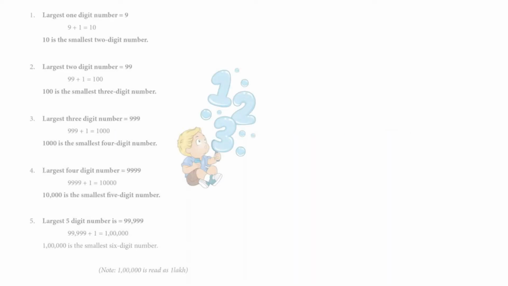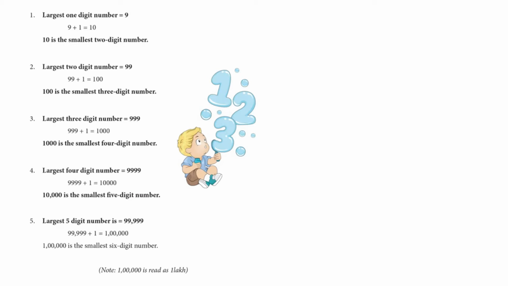The largest 1 digit number is 9 and 10 is the smallest 2 digit number. The largest 2 digit number is 99 and 100 is the smallest 3 digit number. The largest 3 digit number is 999, and 1000 is the smallest 4 digit number. The largest 4 digit number is 9999, and the smallest 5 digit number is 10,000, and the largest 5 digit number is 99,999. So, the numbers are getting bigger and bigger.